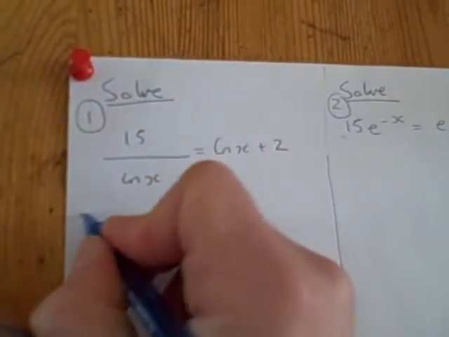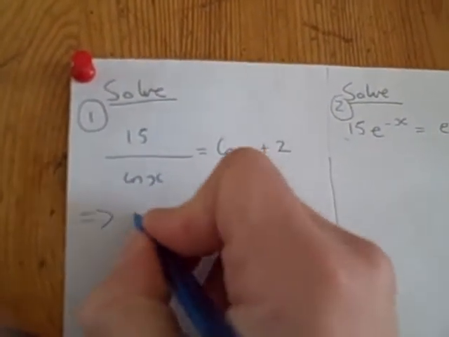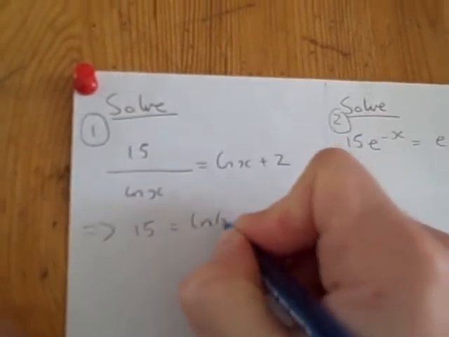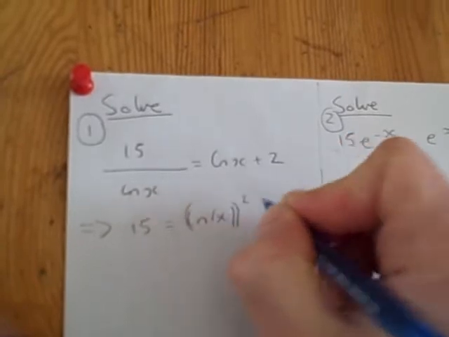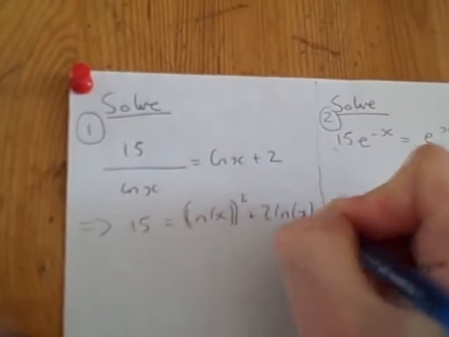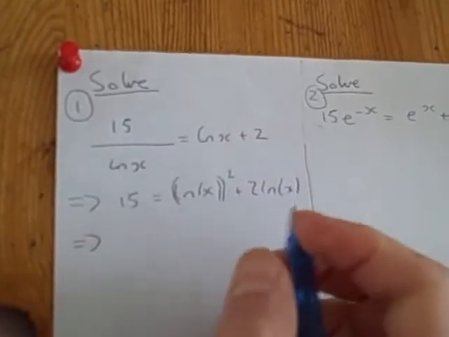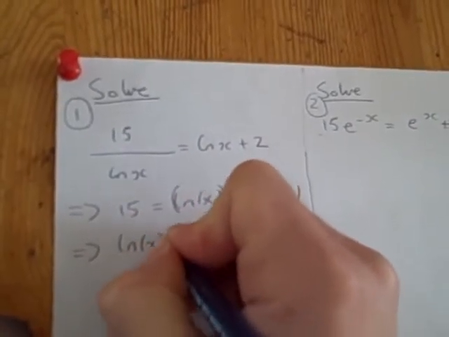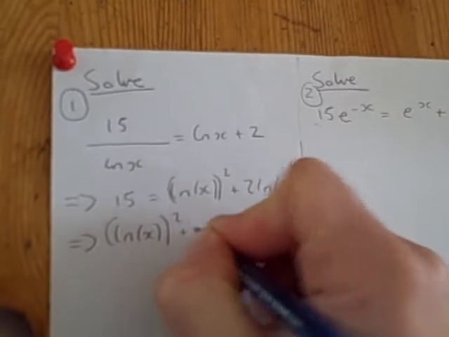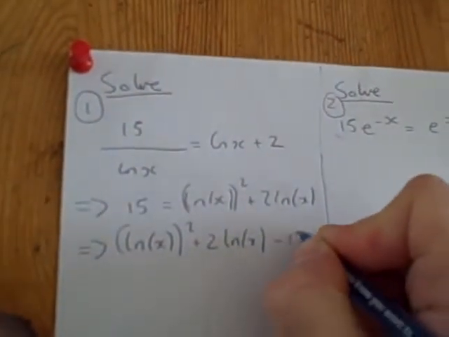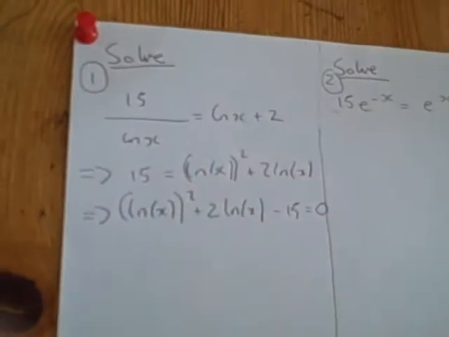How am I going to proceed? Well, I'm going to multiply both sides by ln x, so I end up with 15 equals (ln x) all squared plus 2 ln x, which implies if I take the 15 away from both sides, I'm going to end up with a quadratic in ln x. So I end up with (ln x) all squared plus 2 ln x minus 15 is equal to 0.